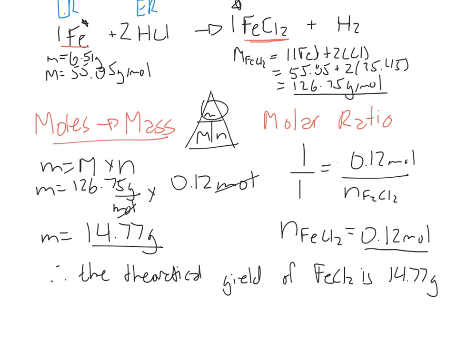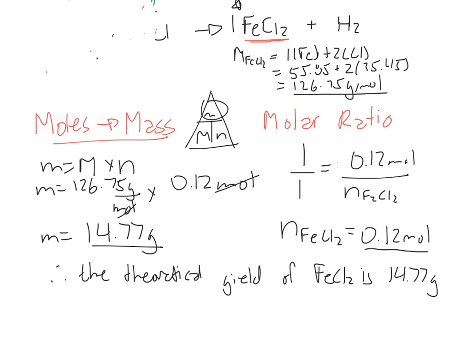Of course not, because I wasn't looking for just theoretical yield. I was looking for actual yield, right? So let's give ourselves some space. I'm going to erase this. We don't need this balanced chemical equation anymore. We used it. That's good, right? So while I'm erasing it, let's think about the relationship between actual yield and theoretical yield.